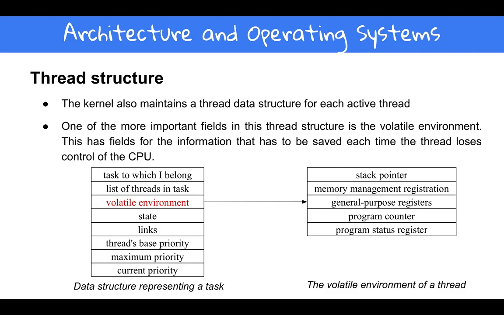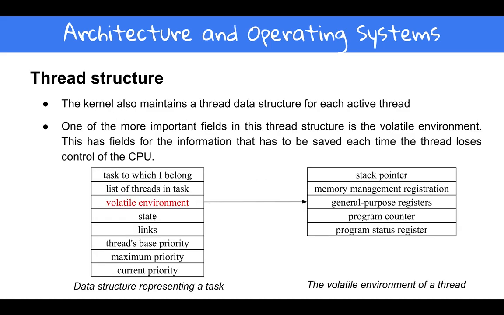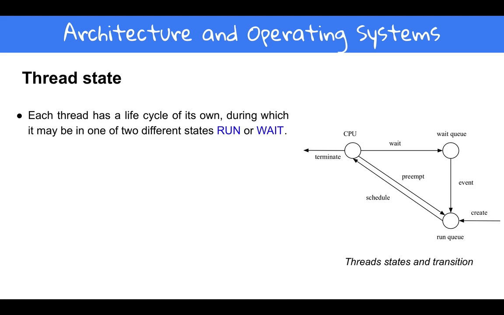The current information of the thread will be saved in this place, which is important. So I talked about the state here, as you see. What is the state? We need to know. We've got two types of states. One of them is run, the other is wait. What is run, what is wait?